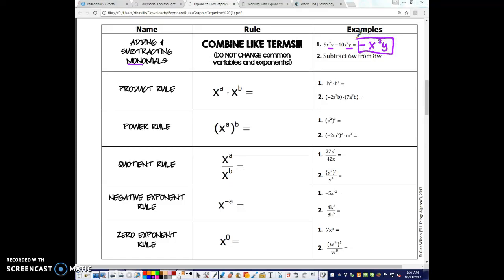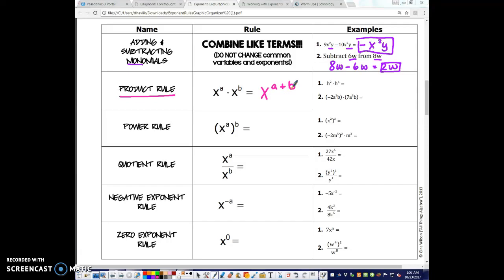Okay. Number 2 says subtract 6w from 8w. You're subtracting this from this, so that means this one needs to go first. So 8w minus 6w. Well, their last name is both w, so 8 minus 6 is 2w. Okay? So now, let's look at the exponents. Here's the product rule. Product rule means x to the a power times x to the b power. What you're actually going to do is x to the a plus b power. Okay, you're going to add those exponents.